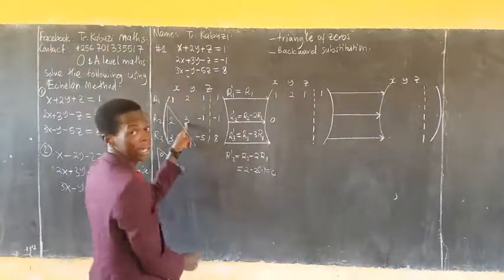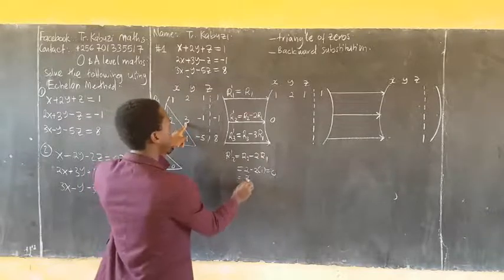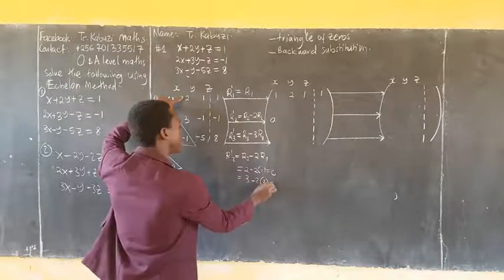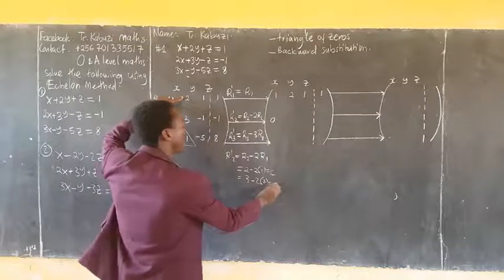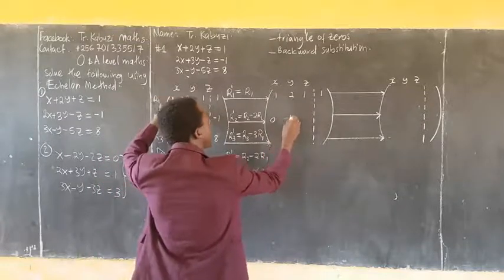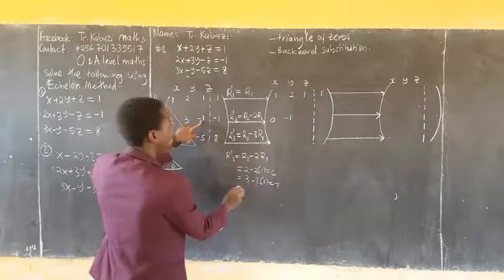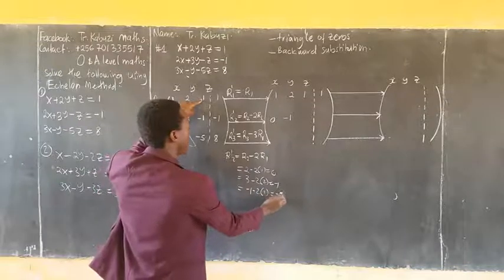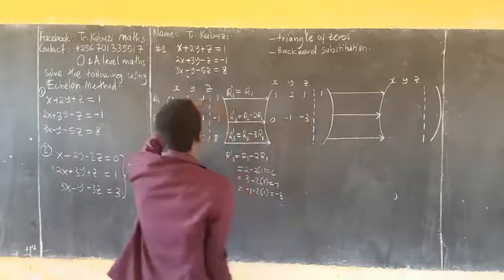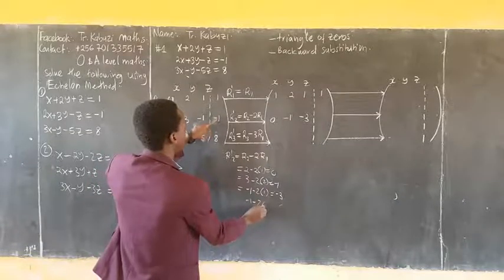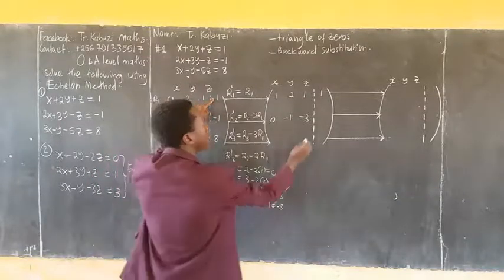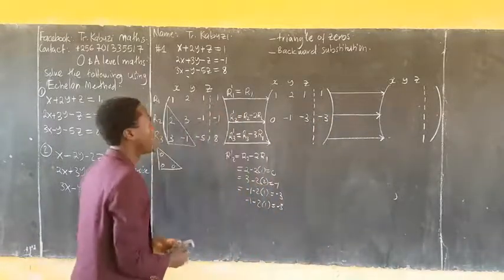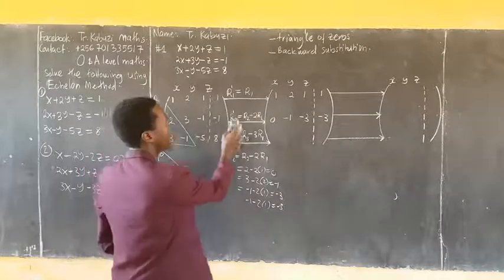Then I come to this new entry in the second row, which is 3 minus 2 times the corresponding entry in row 1, which is 2. And this will be 3 minus 4, which will give me a negative 1. Then when I come to this, I'll be having negative 1 minus 2 into the corresponding entry, which is 1, and I think it will be negative 3. Then negative 1 minus 3 into 1 still will be negative 3. So those are the operations for the second new row.